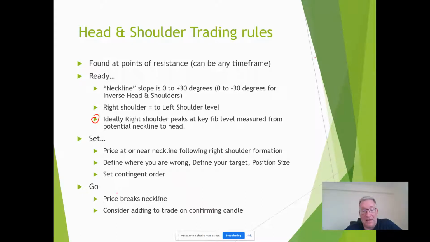Now, I trade these things on all asset classes, but with respect to options, what I'm going to do is position size to a certain percentage of my account, with the understanding that I may lose a portion of that if I'm wrong. So I need to understand how much I'm going to risk. Okay. And then I set a contingent order. So that's really the get set. The go is where the price breaks the neckline.